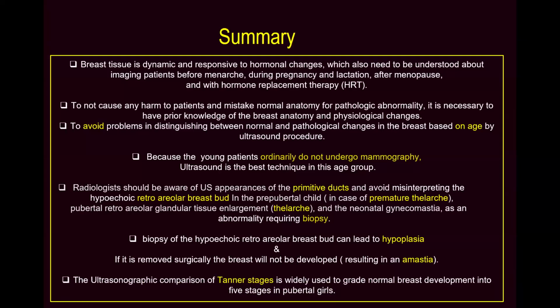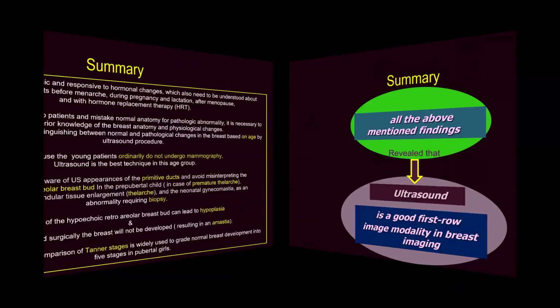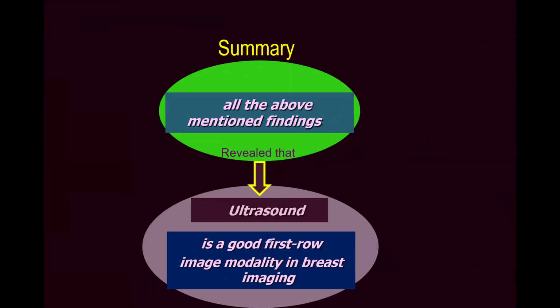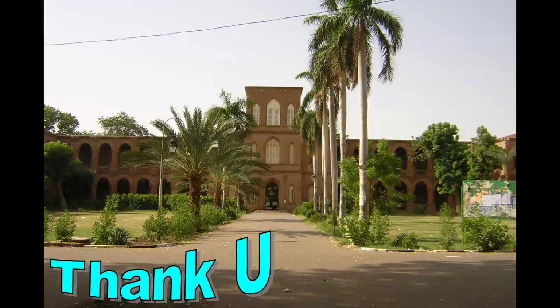The child becomes amastic. The ultrasonographic comparison of Tanner stages is widely used to grade normal breast development into 5 stages in pubertal girls. So all of the above mentioned findings reveal that ultrasound is a very thorough imaging modality in breast imaging. Thank you very much, and I hope it was beneficial. And if you have any question, you can ask.